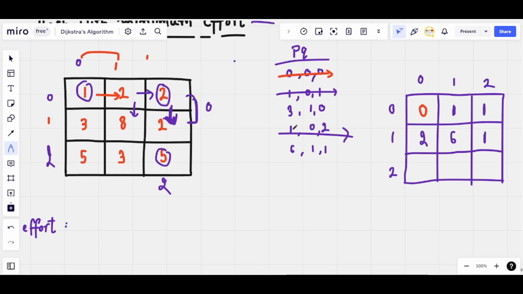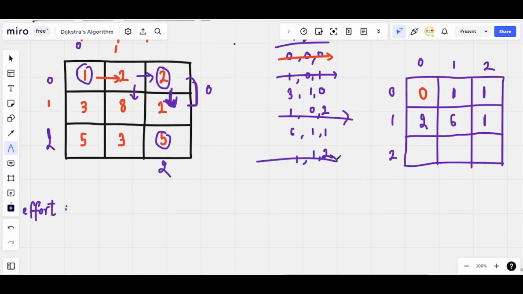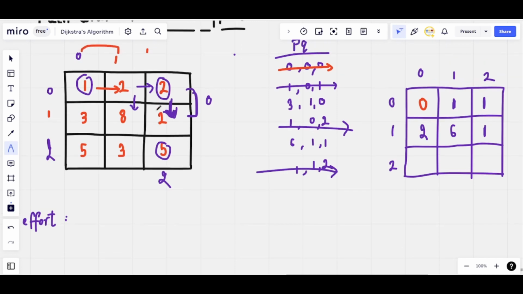Fine. Now pull this node from the priority queue, but before that push this node as well, that is 1 2 along with its effort, that is 1. Now pull this node from the priority queue, 1 2. Now from 1 2 move to its adjacent cells. The adjacent cells for this cell 1 2 would be this cell 1 1 and this cell 2 2. So traverse the cell 1 1. To move to cell 1 1, the cost required for this transition would be 8 minus 2, that is 6.